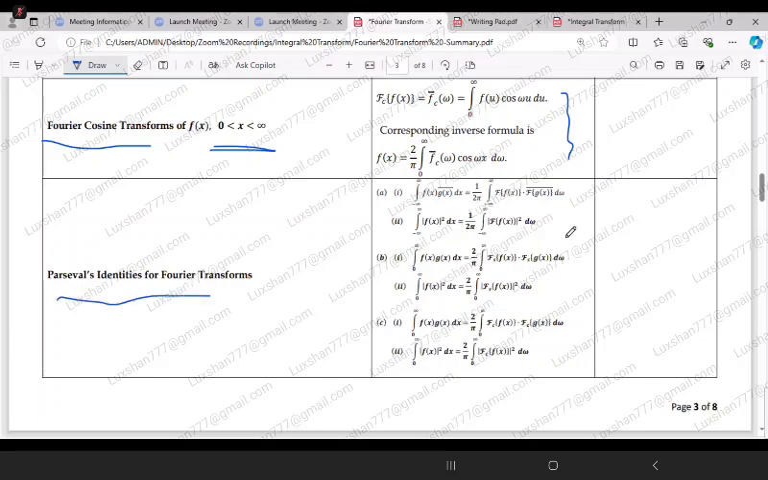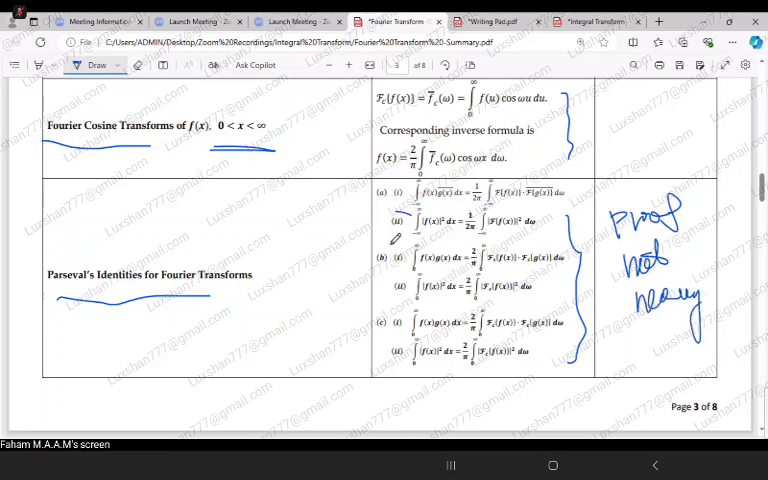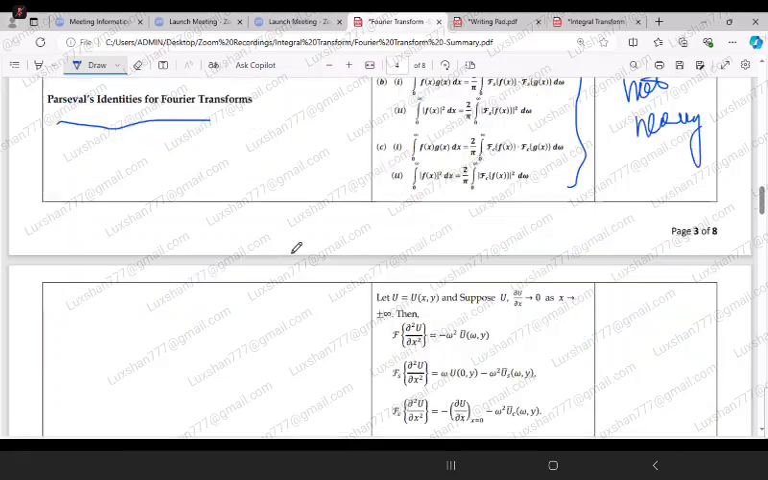In this Parseval identity, the bold things are very important. The proof is not necessary. But for the application, we did some questions using this one. Can you remember? Please look at this one. The Parseval identity is an important one.